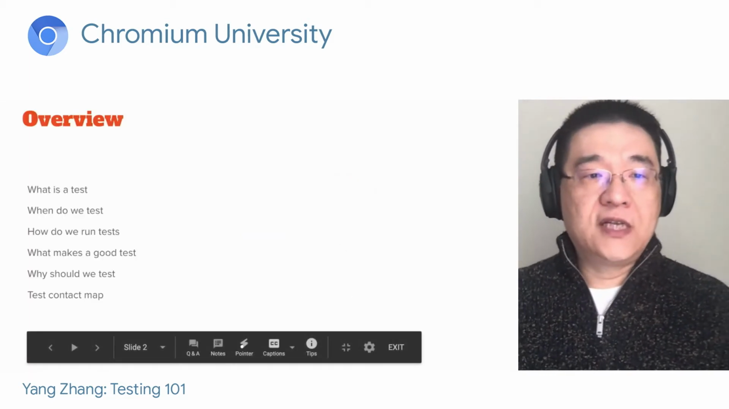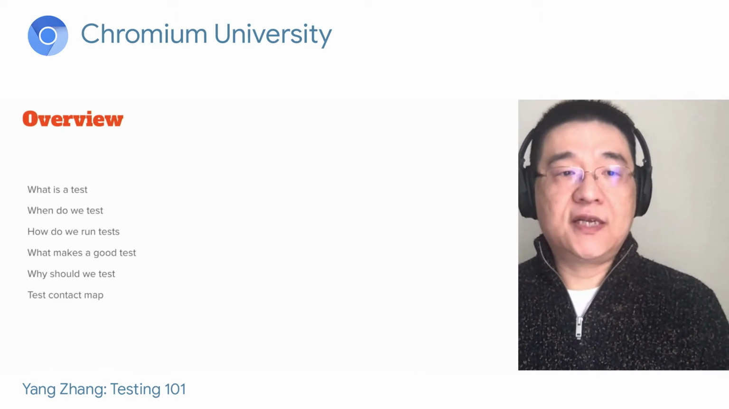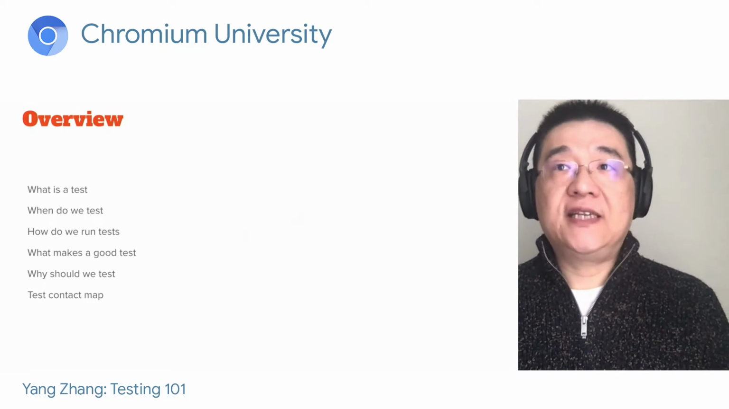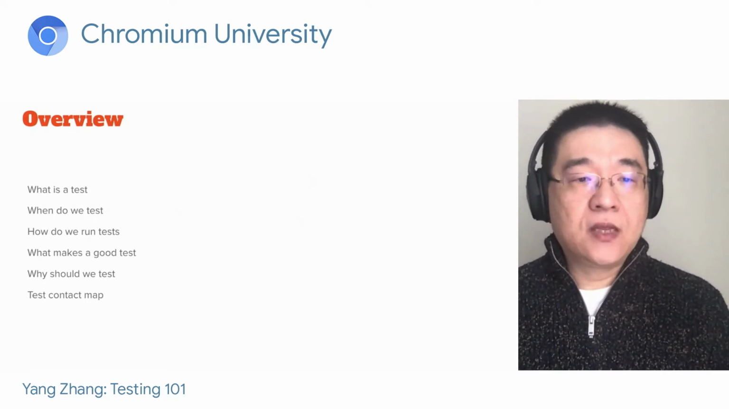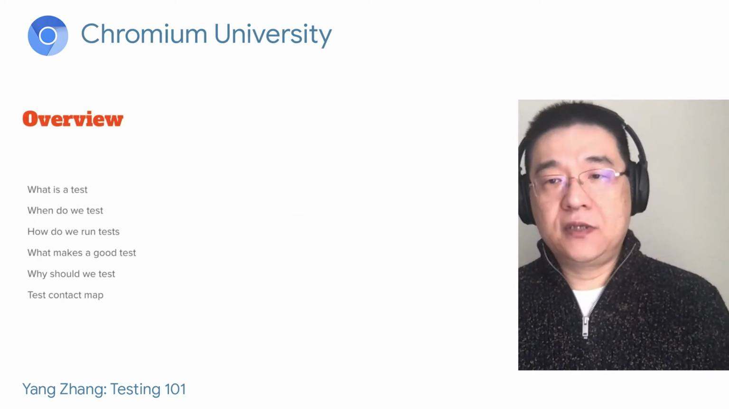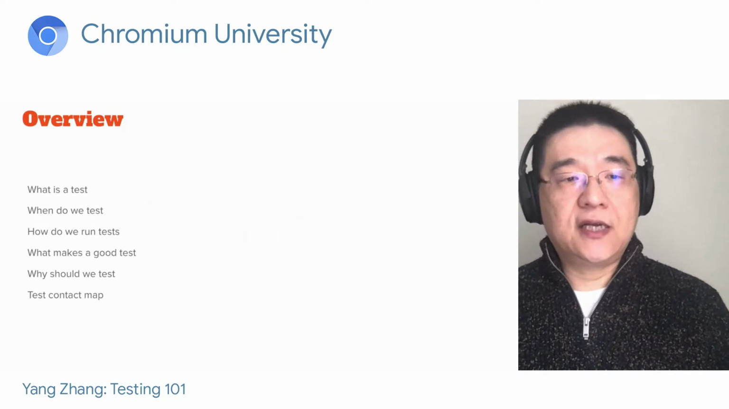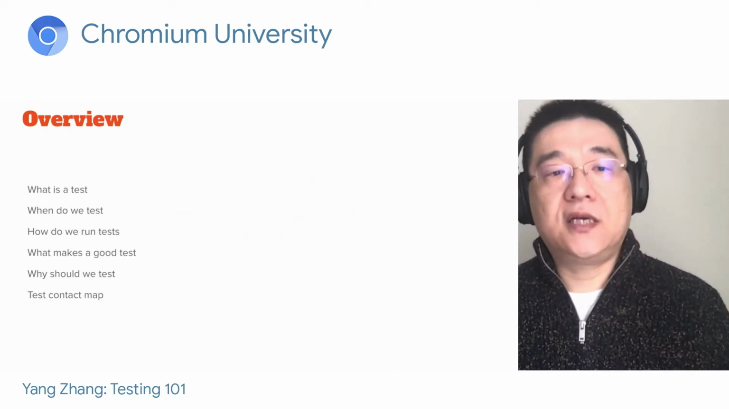So today's overview looks at several parts. First, what is a test? When do we need tests? How do we run tests? And what makes a good test? Why should we test? And the last section, I put several dimensions together to look at a test context map. Hopefully you'll understand the whole test relationship.